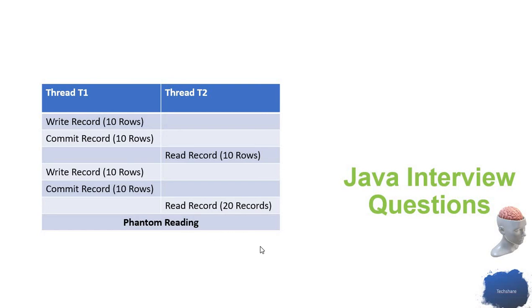So that's all about the fundamentals of dirty reading, phantom reading, and non-repeatable reading. Dirty reading is reading something which does not exist. Phantom reading is not getting a consistent number of records. Non-repeatable reading is when the data itself is not consistent. How to handle them is a separate topic.